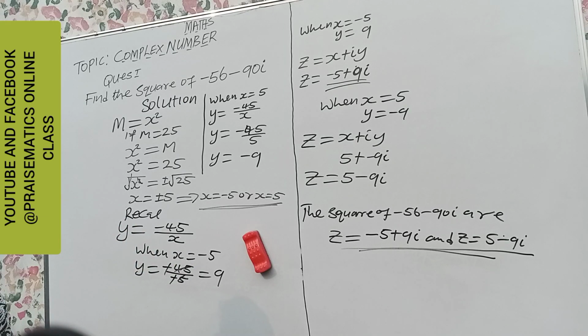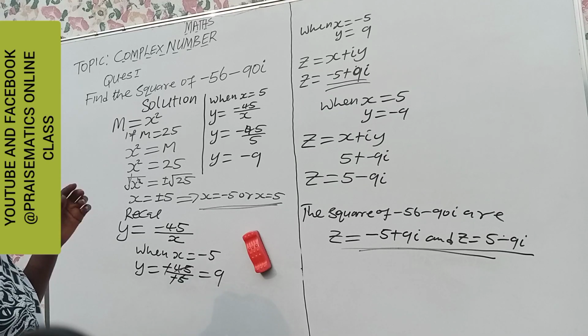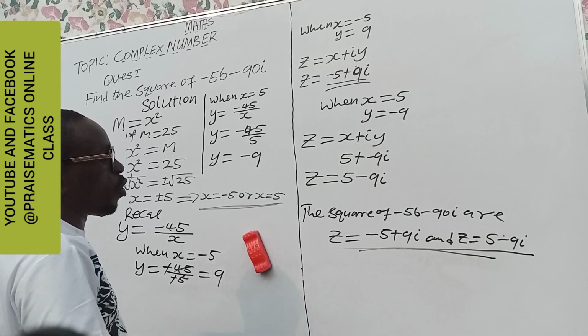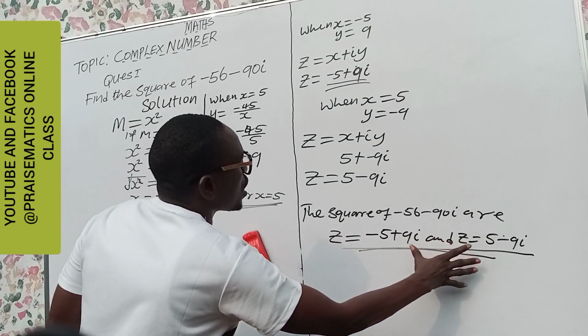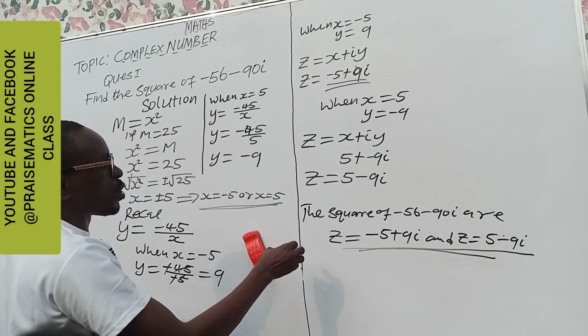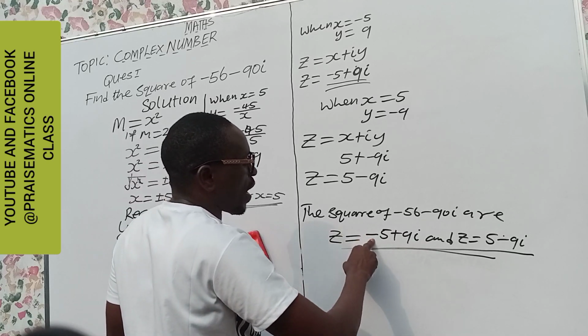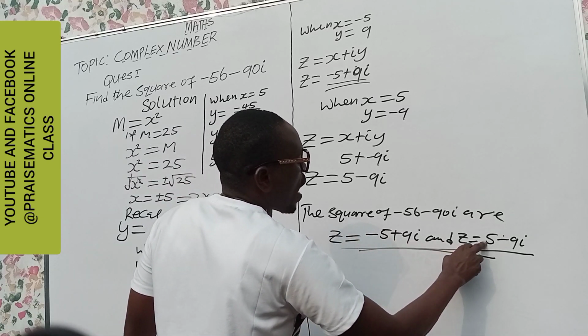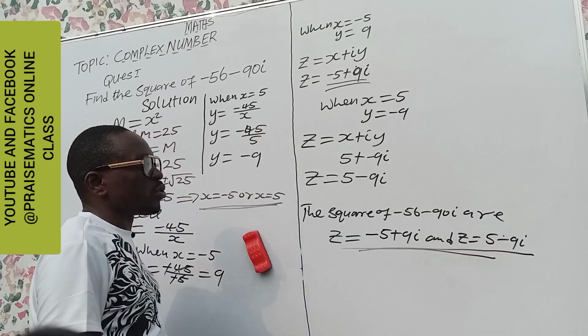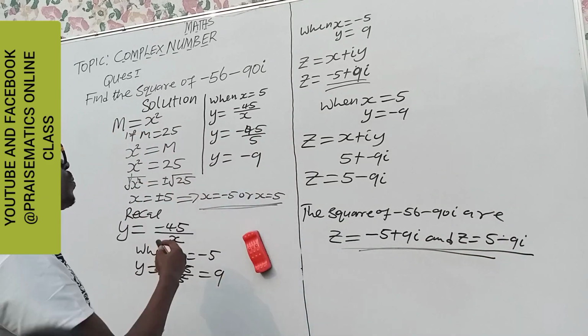If you actually want to do it again, you can still generate your y using that m equals to 81. You can generate your y from that place. But this is the simplest way of solving it. So the solutions, the square roots of this, are minus 5 plus 9i, and 5 minus 9i. That is the solution to the question on the board.